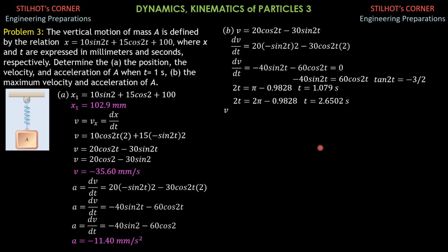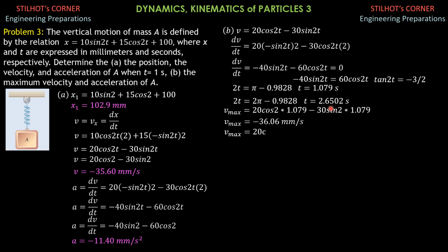And then let's compare. So for t equals 1.079, Vmax equals 20 cosine of quantity 2 times 1.079 minus 30 sine of 2 times 1.079. So the maximum velocity is negative 36.06 mm per second. So it's negative, meaning to say it's going to the left. But let us evaluate also when t is 2.6502, the velocity might be positive at this time.